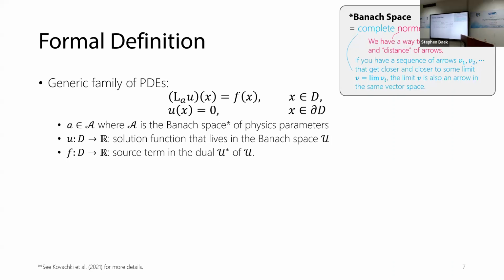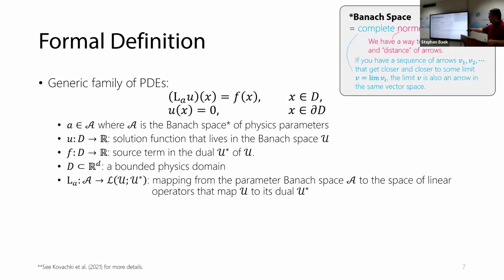Now, the F, like I said, is a source term. So unlike the PINN formulation that we saw so far, F is a source term that comes from the control inputs or things like that, and is modeled as F of x. And D over here, like I said, is a bounded physical domain with the lowercase letter d as a dimension. Now, the main thing that we're learning today is this operator L_a, okay?